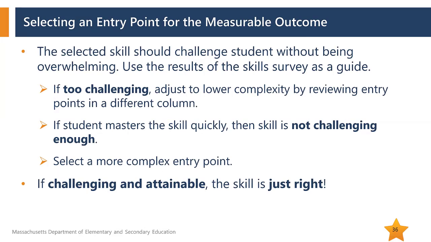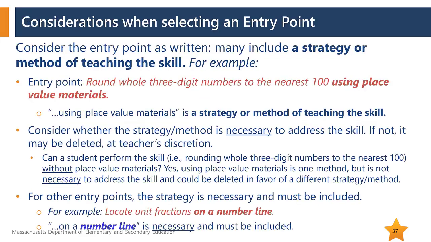Now, this is the tricky part, selecting the entry point. The skill survey is going to help you narrow it down. But sometimes we choose one that's really too challenging or too frustrating, where the student is so overwhelmed they just want to rip up the paper or crawl under the table. We don't want it that hard. That's not challenging, that's frustrating. But then you give them something that's so easy, they've been doing it their whole career, and now they can do it in seconds. They have it, they've mastered it. So you don't want to spend any more time on that. You have to find that Goldilocks just right. It has to be challenging and attainable. And you'll know it when you find it. It's the one that they struggle a little with, but they're able to grasp the concept. So that's what you're looking for.